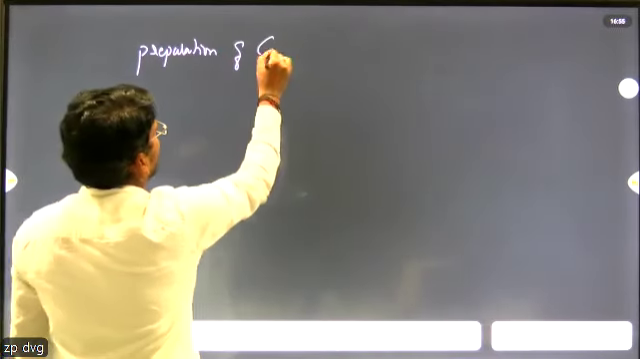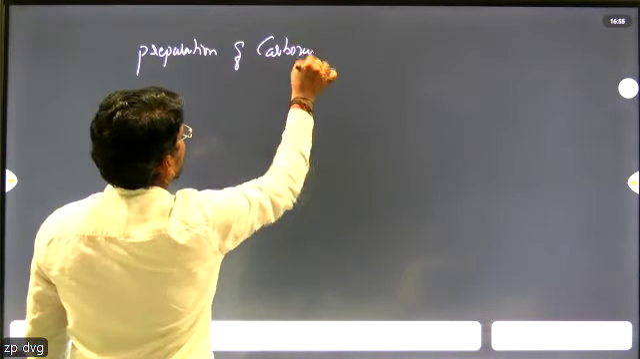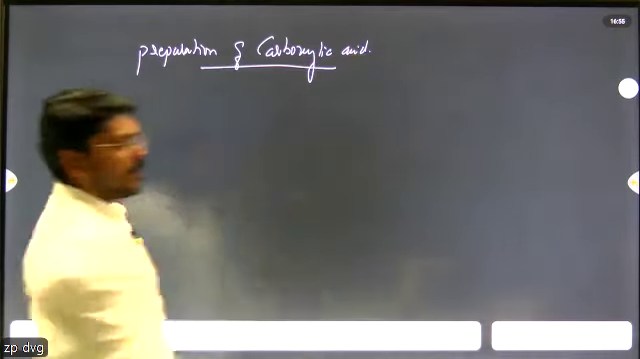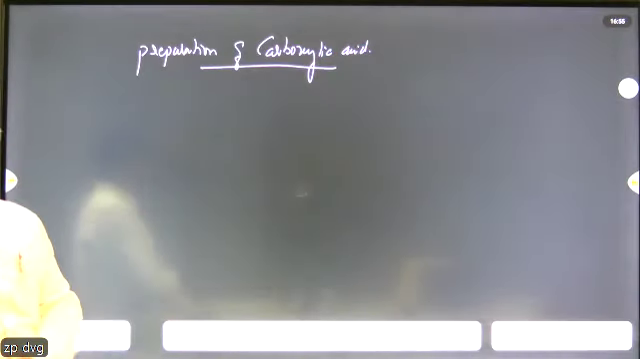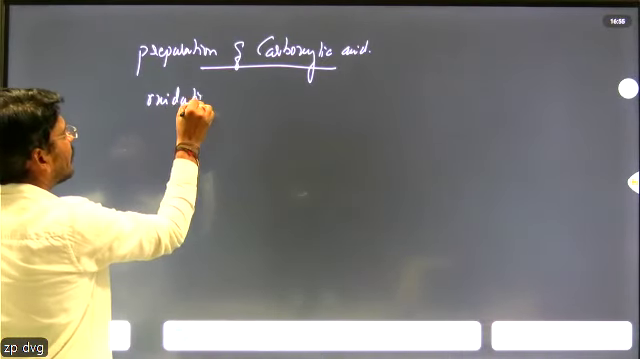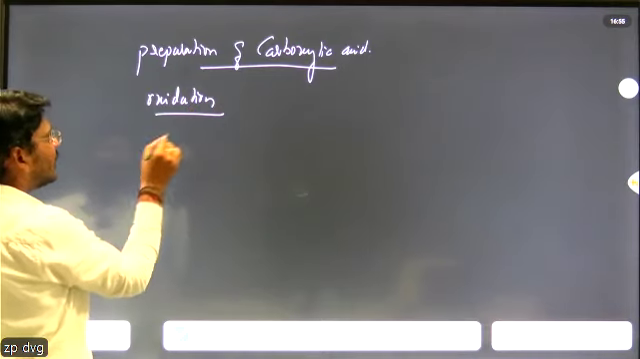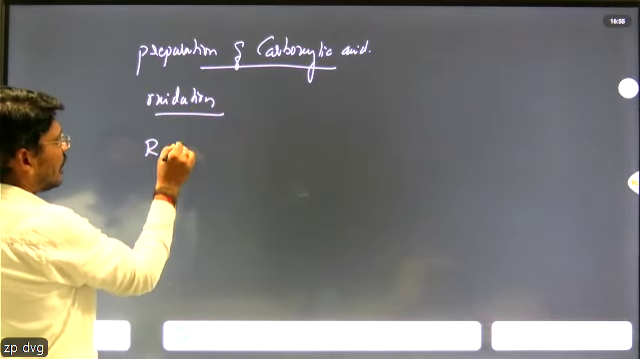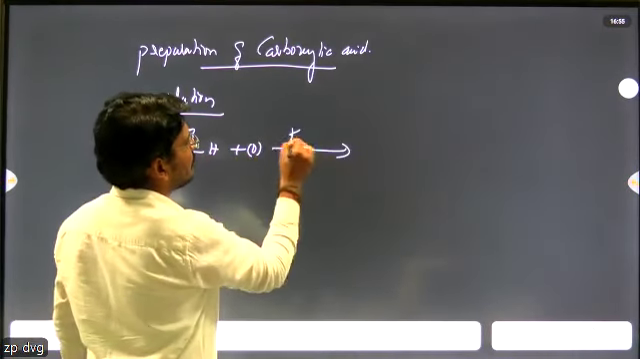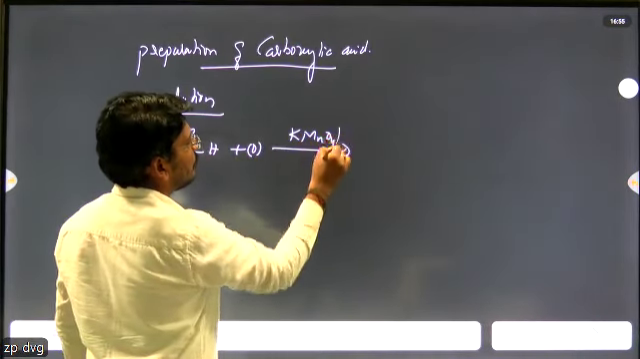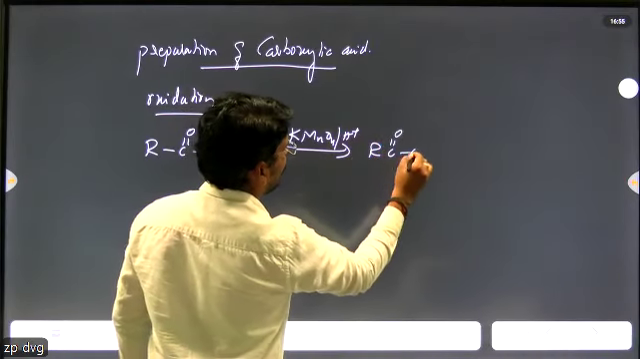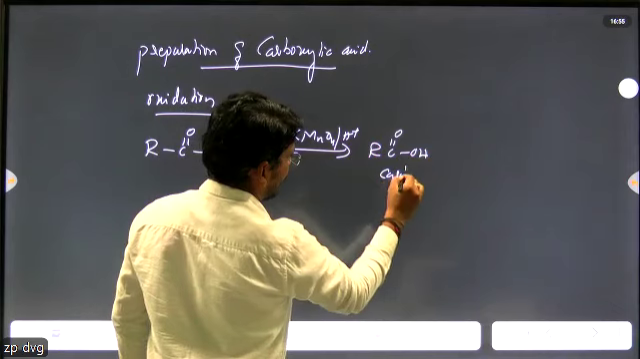Preparation of carboxylic acid. There are different methods by which we can prepare carboxylic acids. The first and most important one is oxidation, the oxidation of aldehydes and ketones. We can consider RCHO, which undergoes oxidation in the presence of a strong oxidizing agent, KMnO4 in acidic media. Finally it is converted into RCOOH, a carboxylic acid.